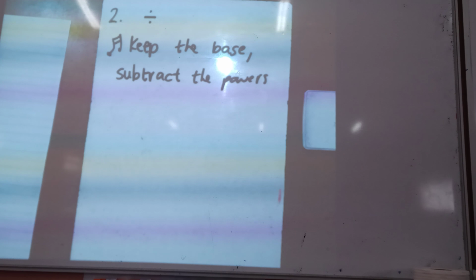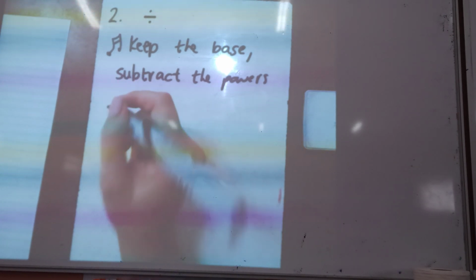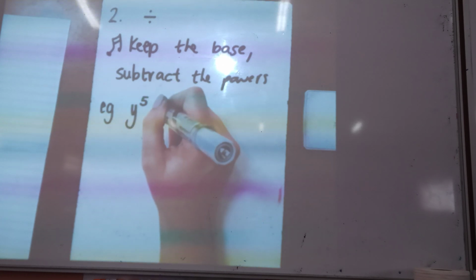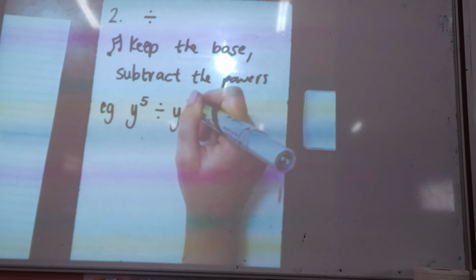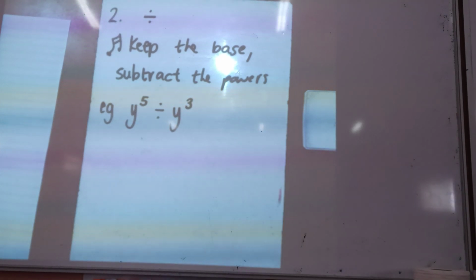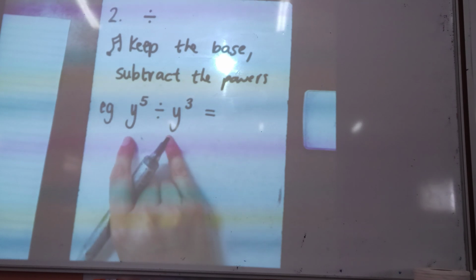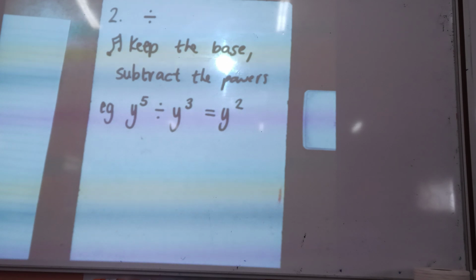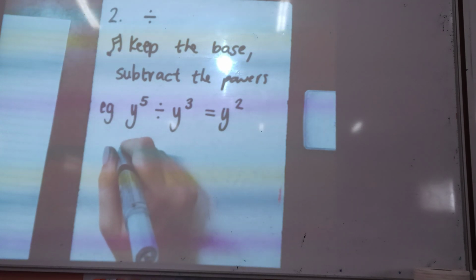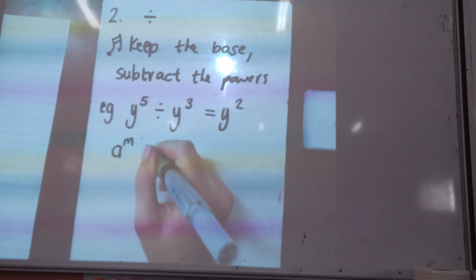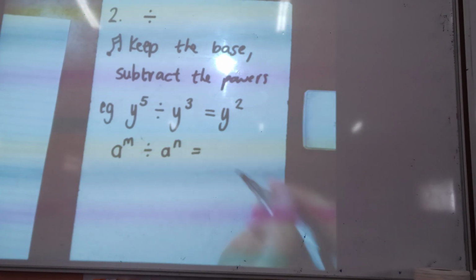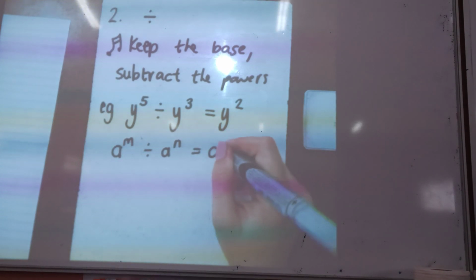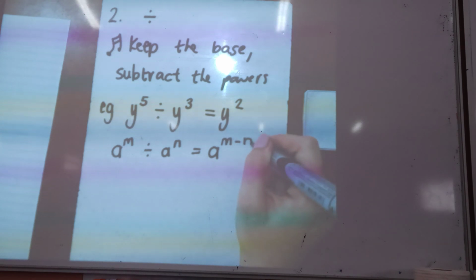Okay. Right. So, what does that mean? For example, if I had y to the power of 5 divided by y to the power of 3, just like we had earlier, what would the result be? Y squared. Keep the base, subtract the powers. So if we used our other example, a to the power of m divided by a to the power of n, what is my answer going to be? A to the power of m minus n. Done.